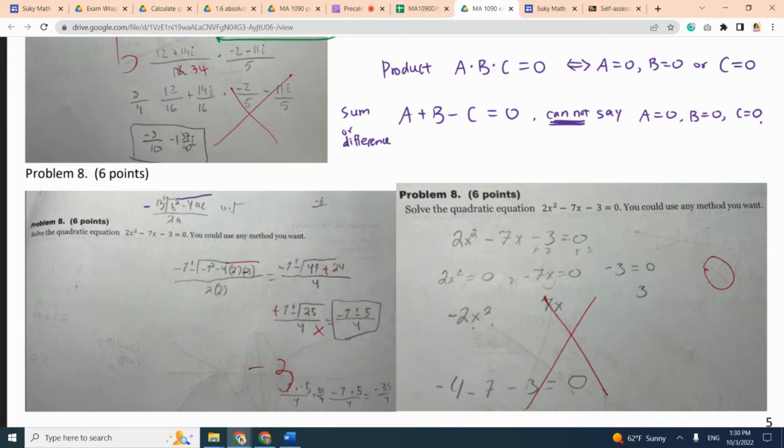Okay, so we have a quadratic equation. And this is a sum or difference. We cannot set each term equal to 0. Okay? If we have a product equal to 0, we can set each factor equal to 0. But if we have a sum or difference, we cannot set each term equal to 0. Okay, everybody? Be careful.